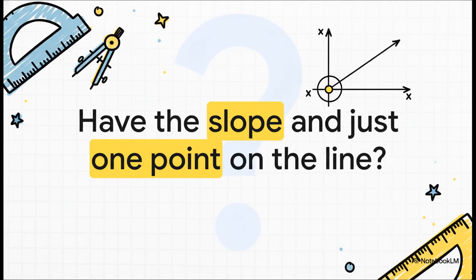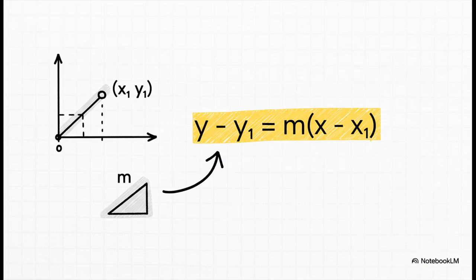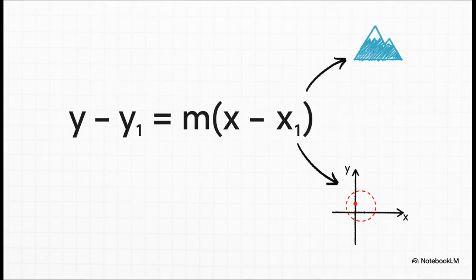Okay, but let's be real, things aren't always that neat and tidy. What if you know the slope, but you have no idea where the y-intercept is? Instead, all you know is one single random point that the line happens to pass through. For that, we're going to need a different tool. And here it is, the point-slope form. Now, I know it might look a little more complicated at first, but trust me, it's perfectly designed for exactly this kind of situation.